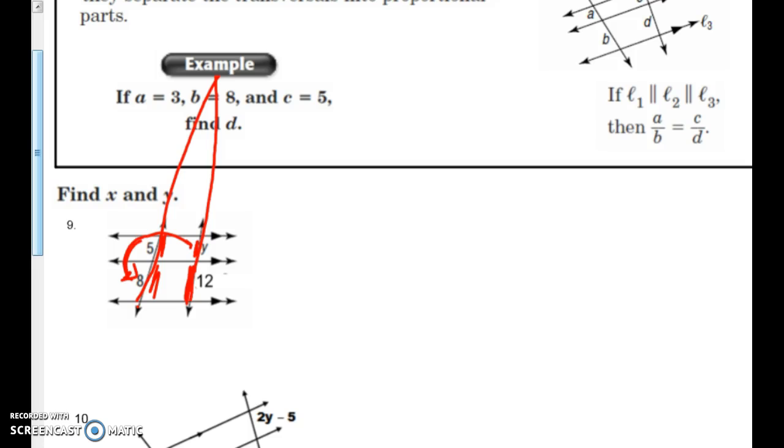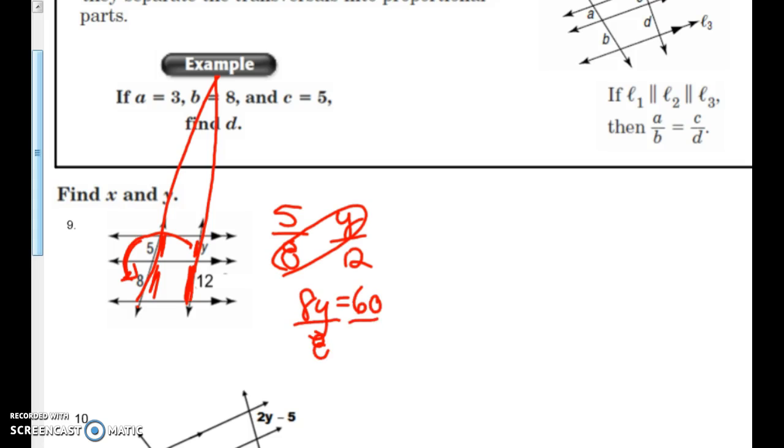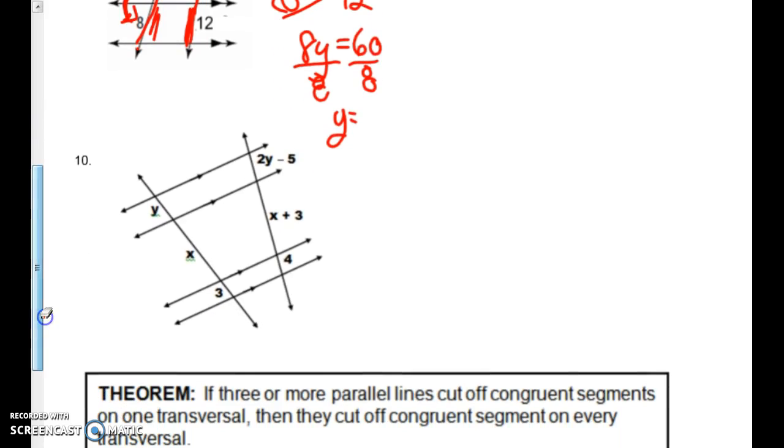Okay? So on this one here, I could do 5 over 8, y over 12, and then I would just cross multiply. That would give me 8y. What's 5 times 12? 60 divided by 8 is what? 7.5. Thank you. Are we okay? Yeah.